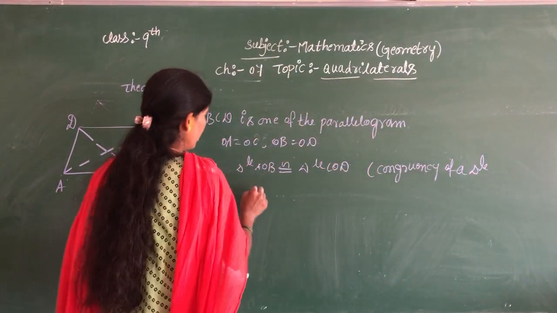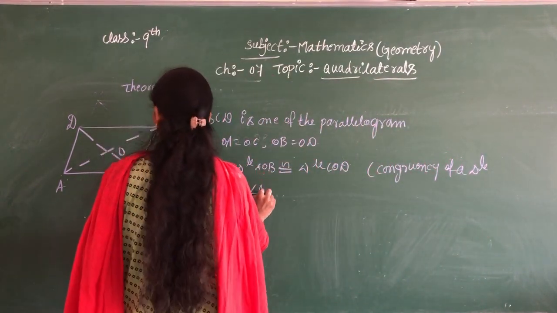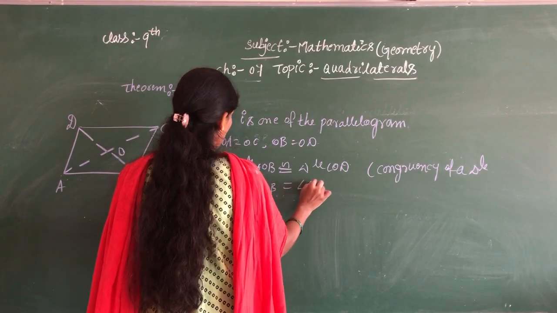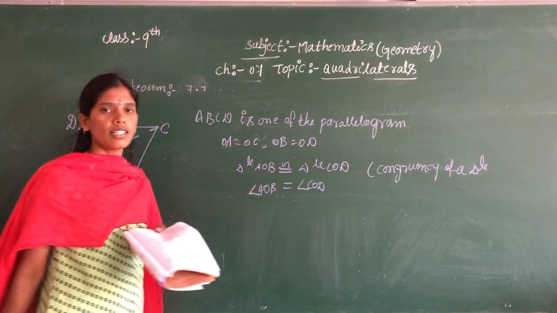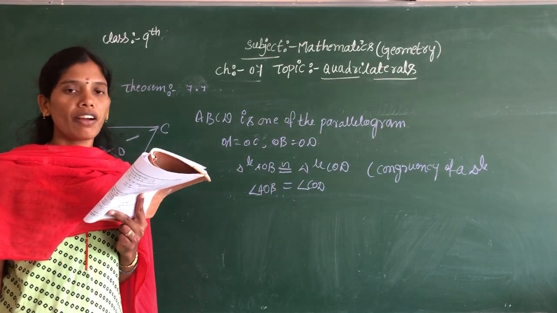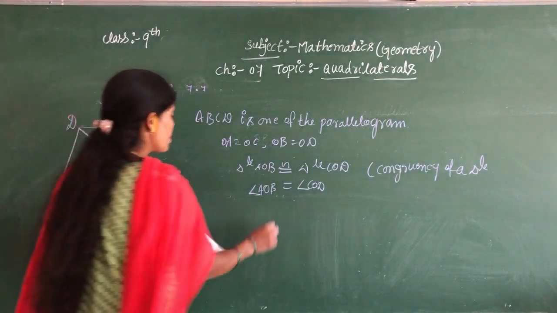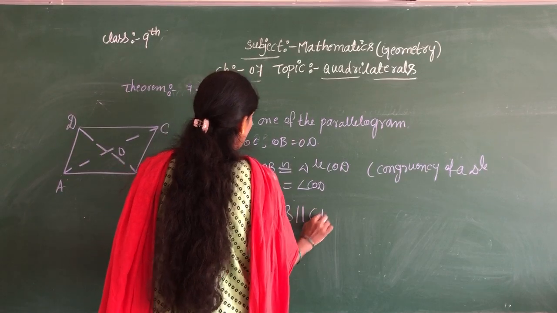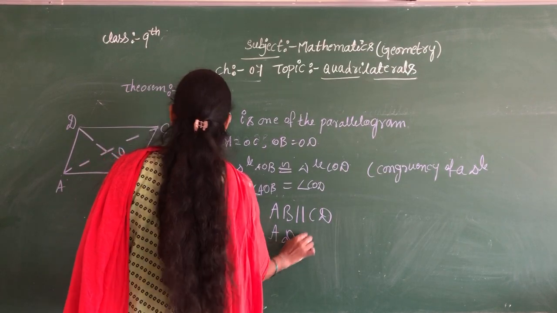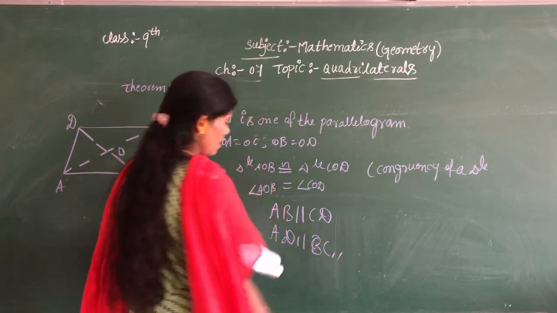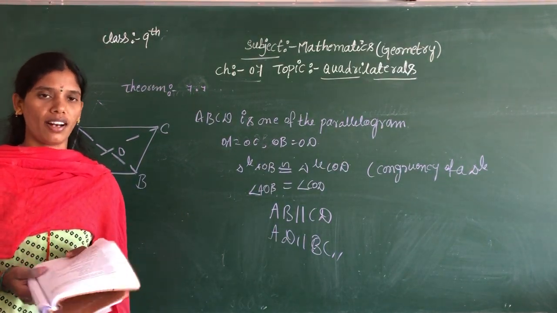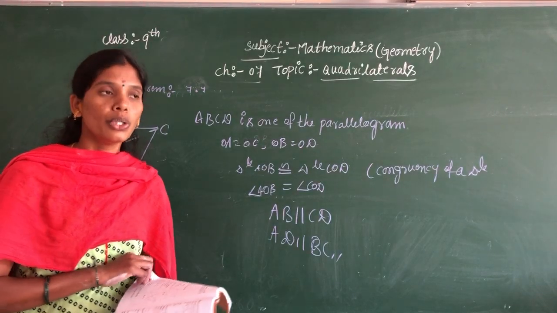Okay, so angle AOB is equal to angle COD. Why? Because they are vertically opposite angles. Therefore alternate angles are equal, so AB is parallel to CD and AD is parallel to BC. Here is the proof. Therefore, ABCD is a parallelogram. Okay children, you do it neatly.